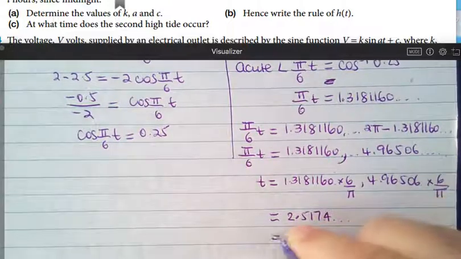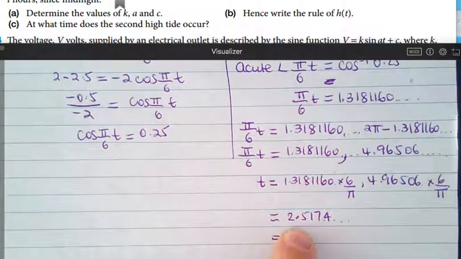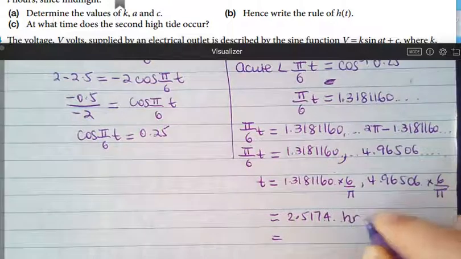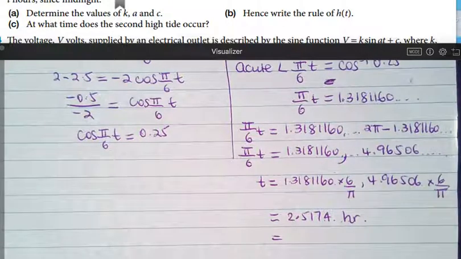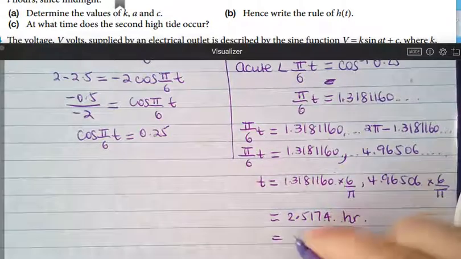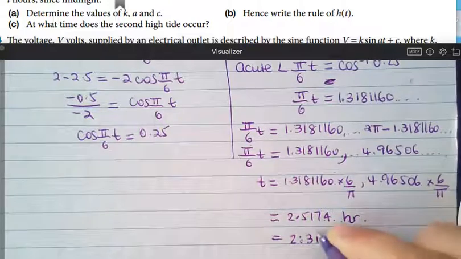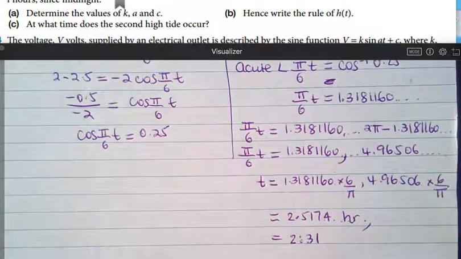2.5174. Girls, we already know that's about 2 hours 30 minutes. Can you press your DMS button? So that's that many hours, because your time is in hours. If you want that to the nearest minute, you would press your DMS button. So 2:31? Yeah, don't worry about the minutes. It's 2 hours 31 minutes. And don't worry about the seconds.